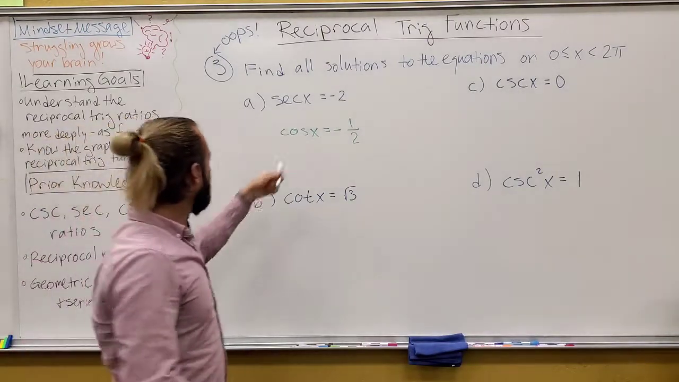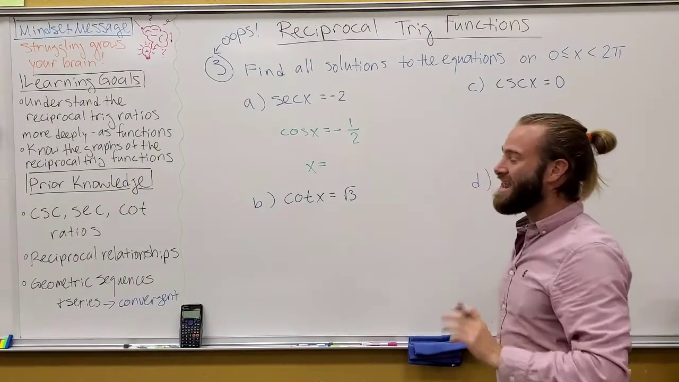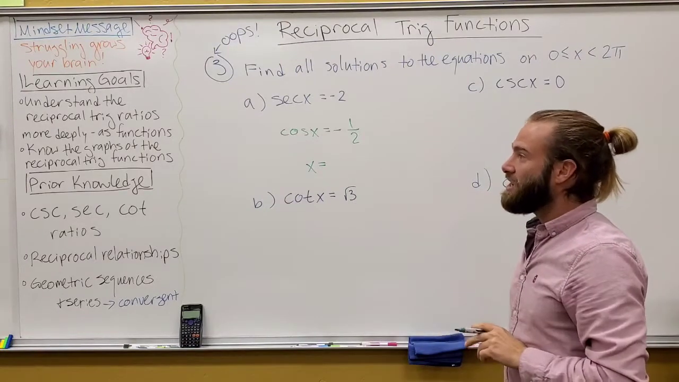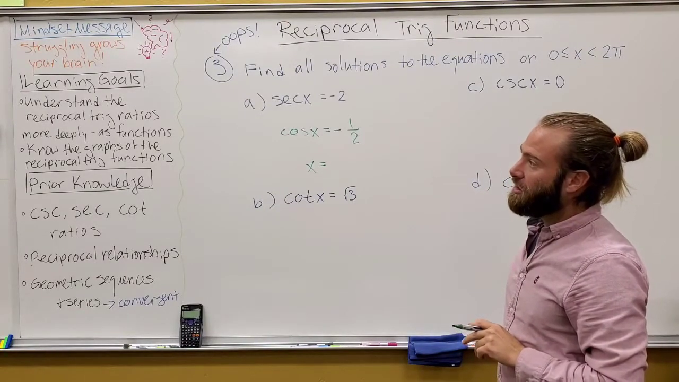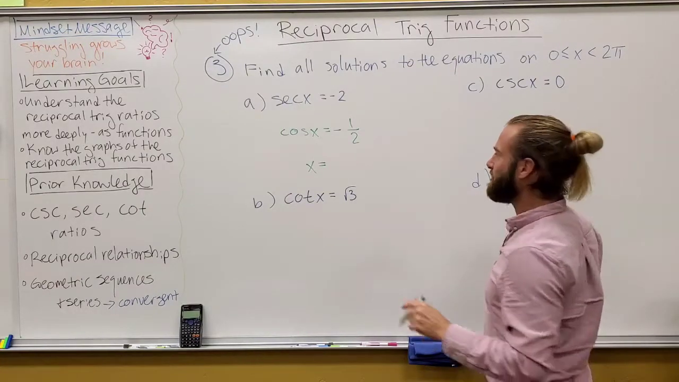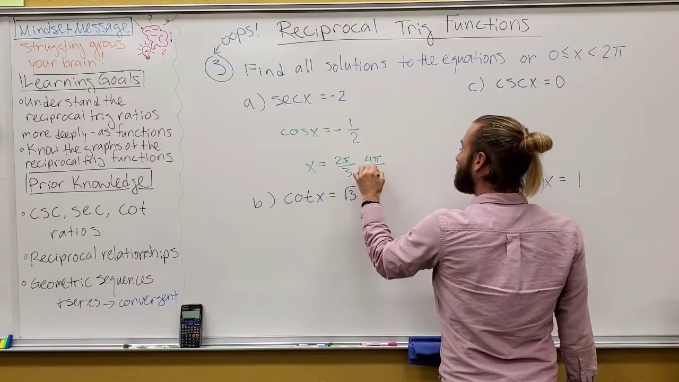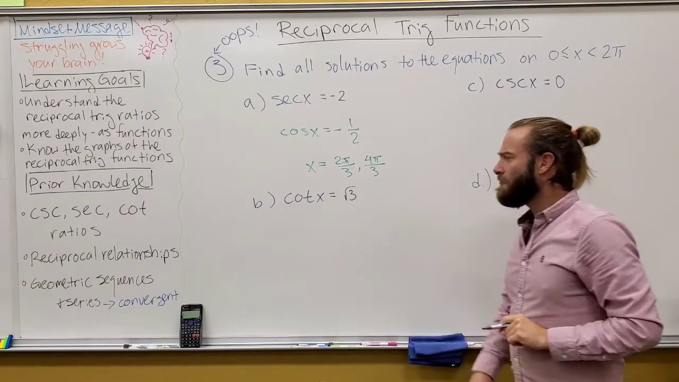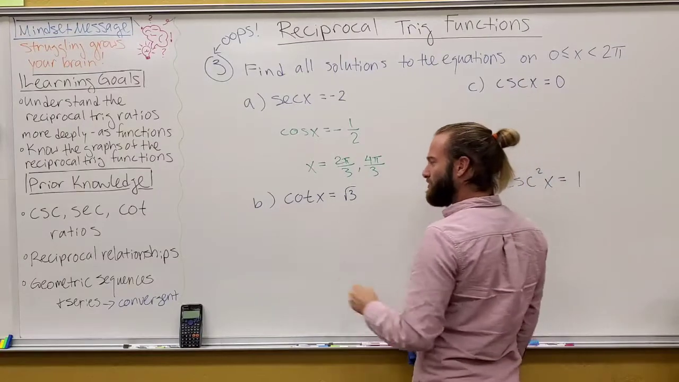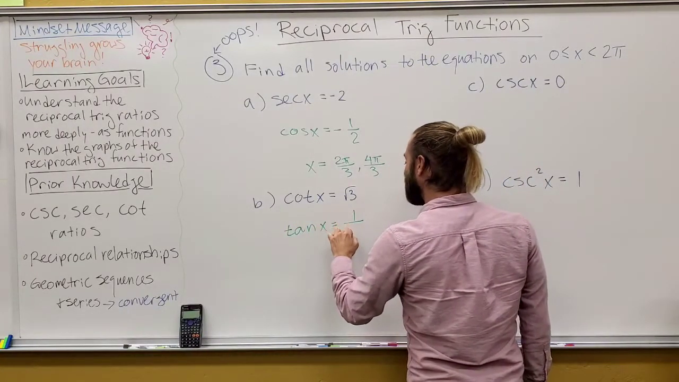Alright, we didn't actually finish solving this yet, so let's finish solving this. When is cosine equal to -1/2? That's going to be at 2 pi thirds or 4 pi thirds. For B, it says when is cotangent equal to √3? Well, remember that's the same as saying when is tangent x equal to 1/√3.